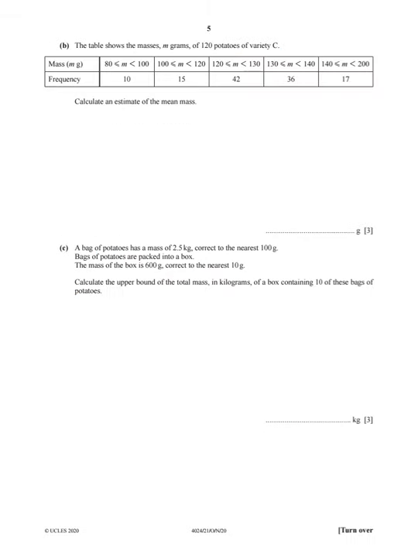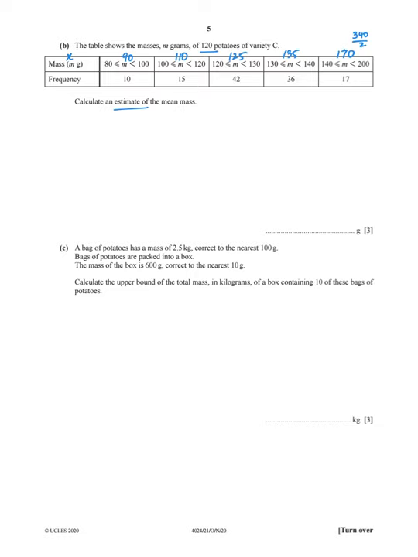The next part says the table shows the masses m grams of 120 potatoes of variety C. Calculate an estimate of the mean mass. For an estimate of the mean mass, first you need to find the midpoint. So the midpoint of 80 and 100 is 90. Then it will be 110, 125, 135, 140 and 200. The midpoint is found by adding, so 340 divided by 2, that is 170 is the mid value.